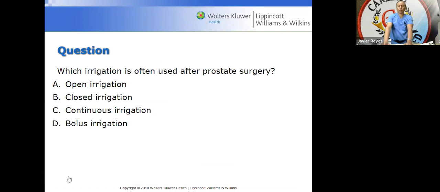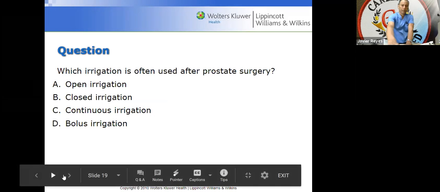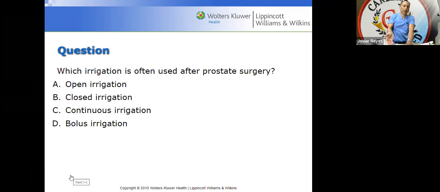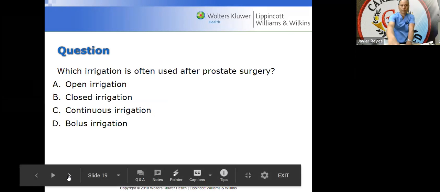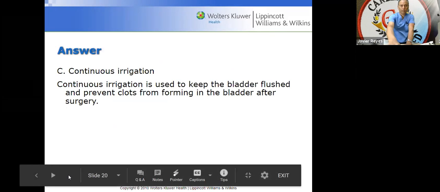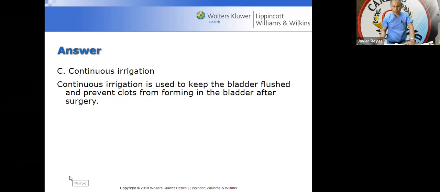Which irrigation is often used after prostate surgery? Well, this is the continuous irrigation. This is what we do. It's usually done for at least a day. It's a hassle. You have to be going in and out, and you have to calibrate the flow, make sure it's irrigating the bladder so that clots don't form. It's really, really tedious and very time consuming. All right. So again, this is a sterile procedure. So you have to know how to perform sterile technique before you perform insertion of an indwelling catheter.